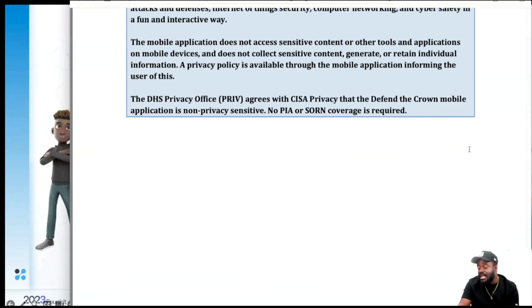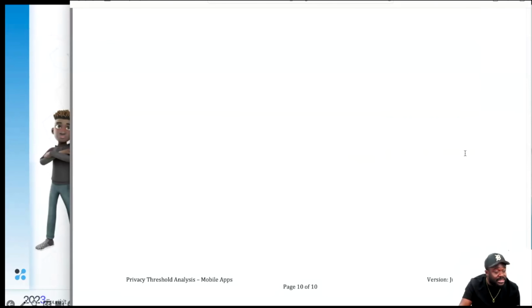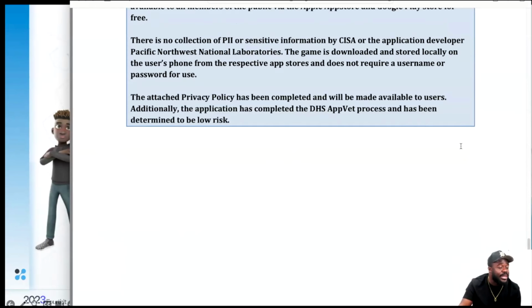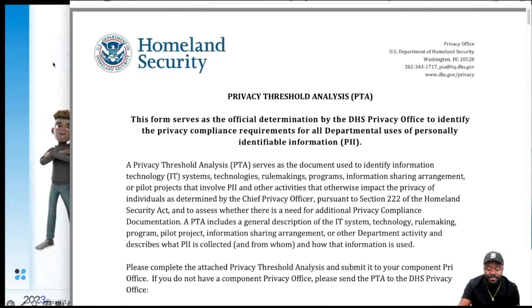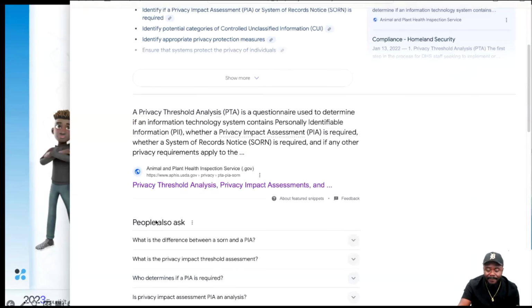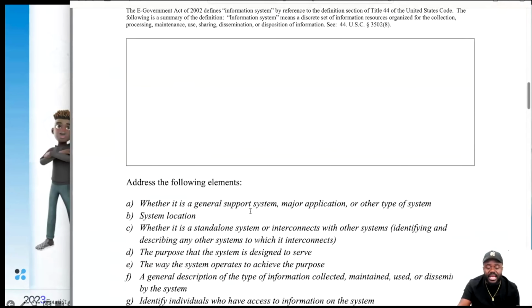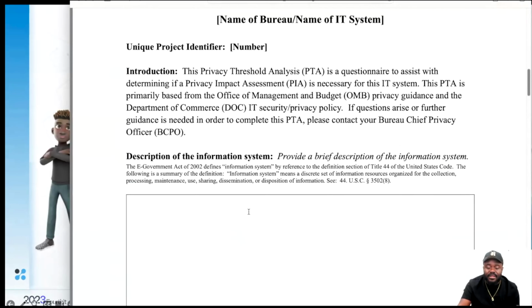So when you say you are developing PTAs and PIAs, this is what we mean. Privacy threshold analysis. You are just filling out a questionnaire. All the job that we are doing is filling out questionnaires. Then the PIA, after we have done that, so there's a PIA also. Then we want to find out more.